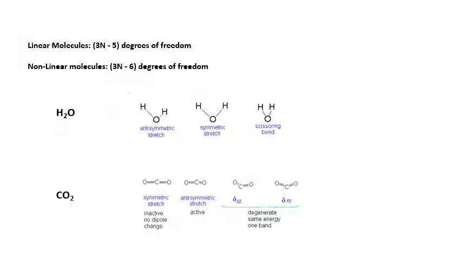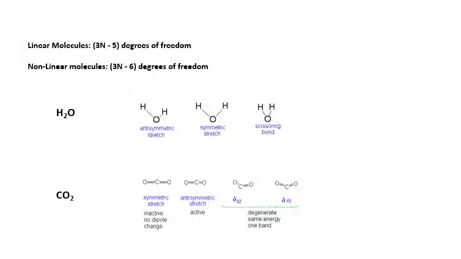Let's take two examples. This water molecule, we all know that it is bent, not linear in shape. So if we apply the formula 3n minus 6 here, n is equal to 3 because there are 3 atoms, 1 oxygen and 2 hydrogen. So 3 into 3 is 9, minus 6. You will get 3, meaning the water molecule has 3 vibrational degrees of freedom.